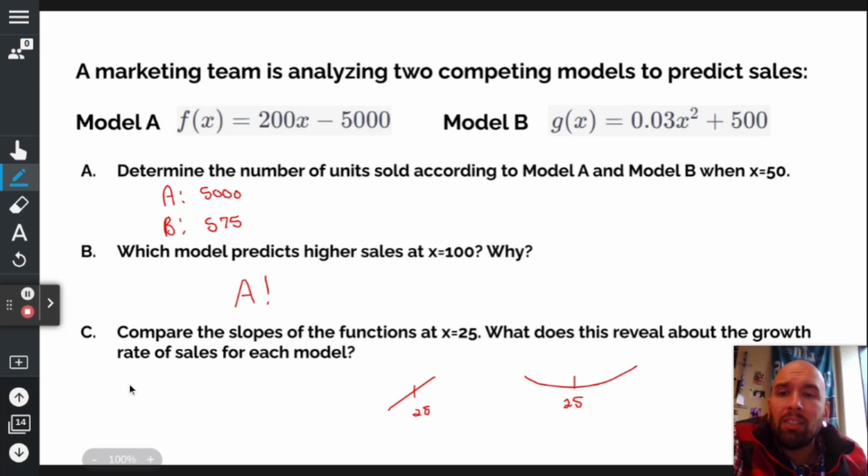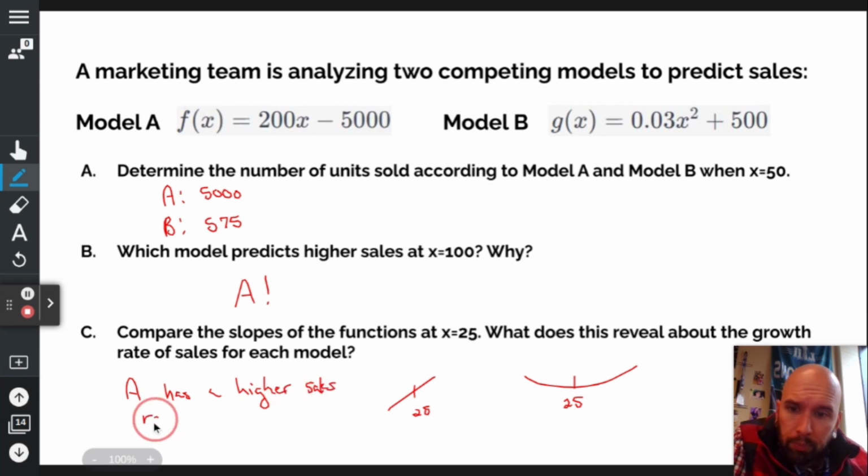So what that means is model A has a higher, what are we talking about? Sales? A higher sales rate at 25, whatever 25 means. Okay, but since the slope at 25 is much steeper than the slope of the quadratic, we could say that the rate is steeper, which means the rate is larger.